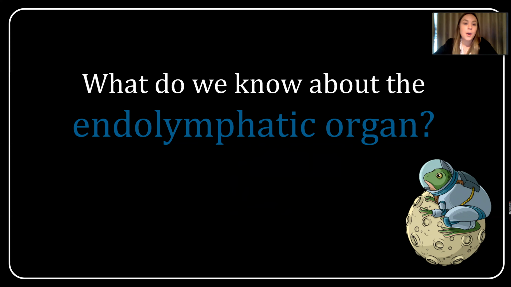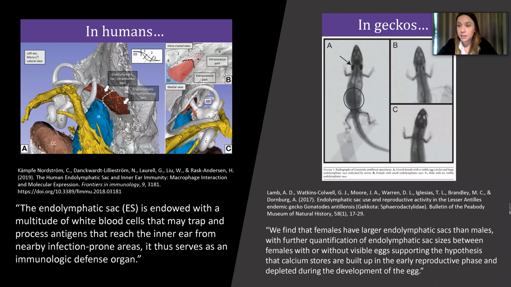Let me tell you. We humans have one. It's a tiny little sac inside of our ear, and it's involved in immunologic defense. Geckos have one. Geckos have endolymphatic sacs behind their head. These ones are also full of calcium carbonate deposits, and these are depleted during and involved in egg development.